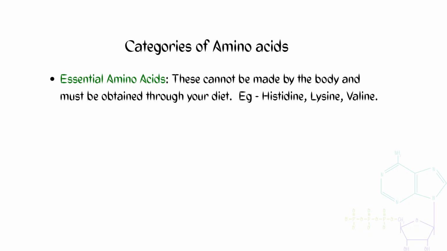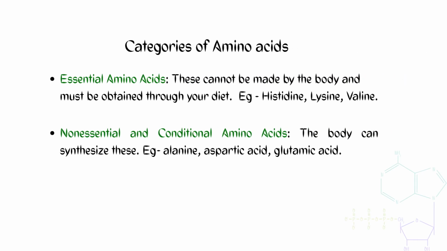Then we have the non-essential and conditional amino acids. The non-essential amino acids, it doesn't mean that they're not essential. They are essential to the body. The body produces them. So we have examples of this. We have the alanine, aspartic acid, glutamic acid, and serine.